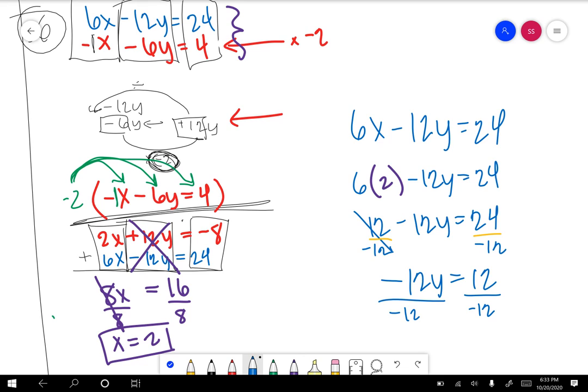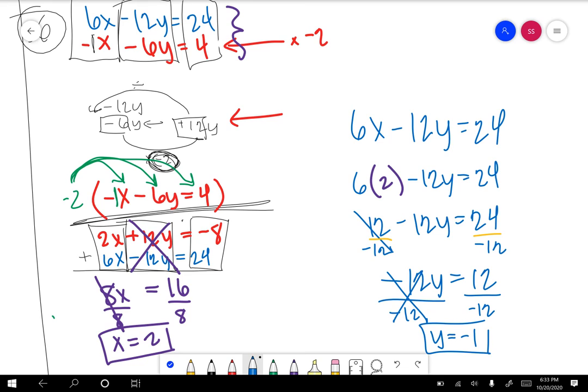So negative 12 divided by negative 12 would be 1. So that just basically cancels out. You're left with 1y, or just y. And 12 divided by negative 12, well, 12 divided by 12 is 1. And a positive divided by a negative is a negative. Now we have our y value.